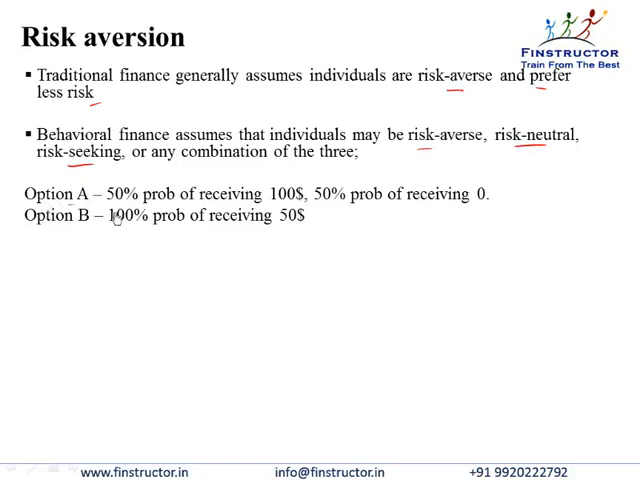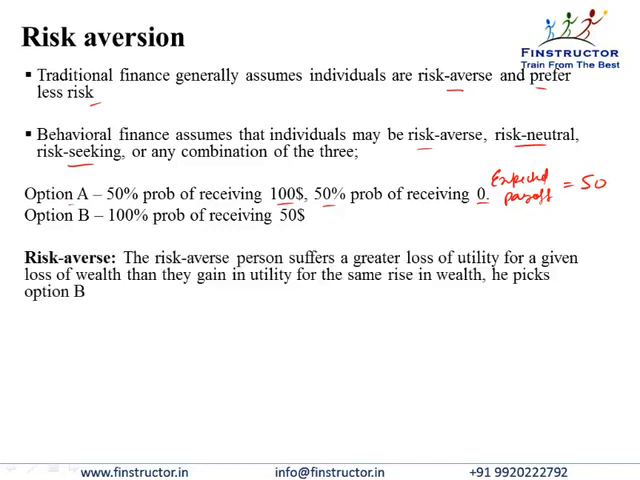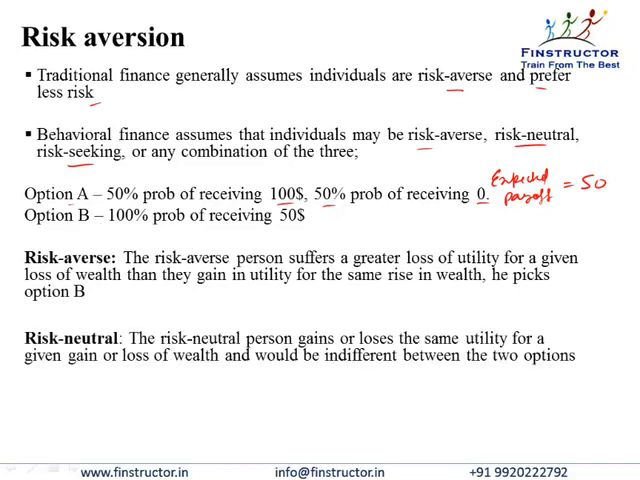Option A is a 50% probability of receiving $100 and a 50% probability of receiving $0. So what is the expected payoff here? 0.5 times 100 plus 0.5 times 0, that is $50. And I give him option B, that is a 100% probability of receiving $50. An individual that picks either option A or option B is called a risk neutral personality.